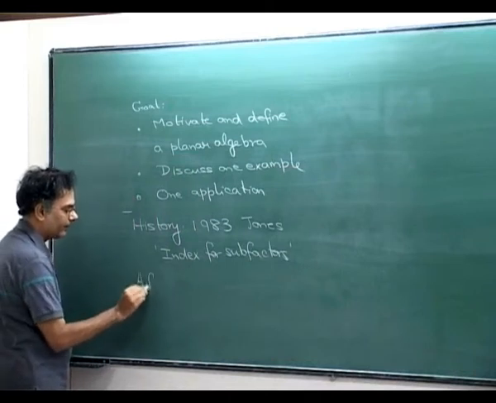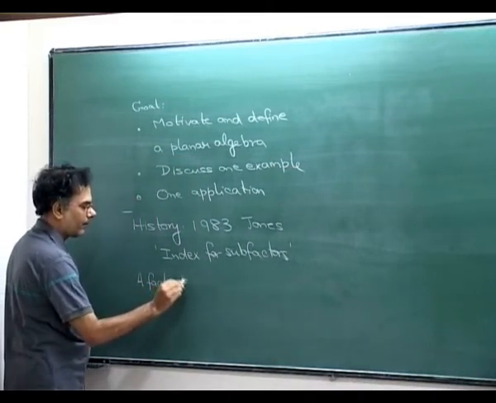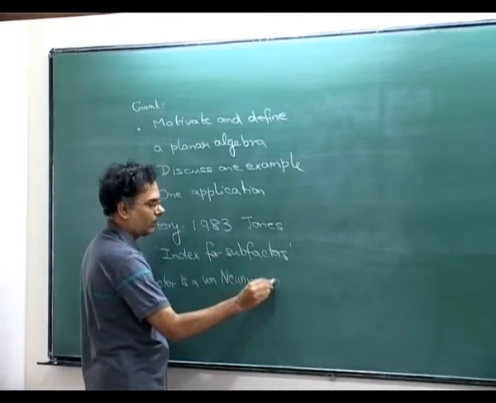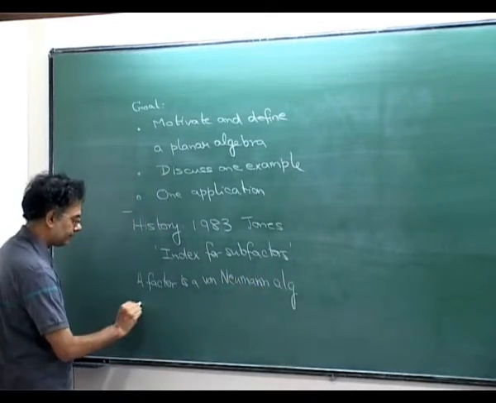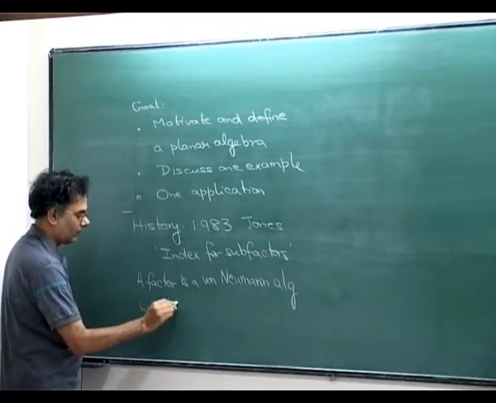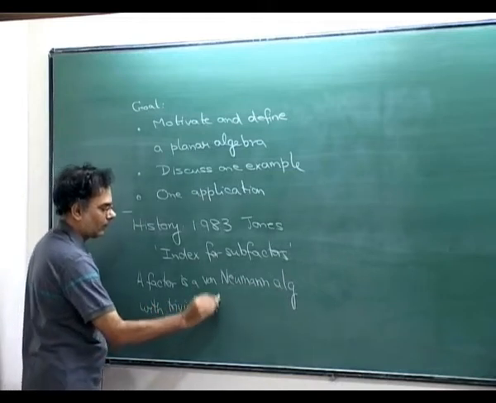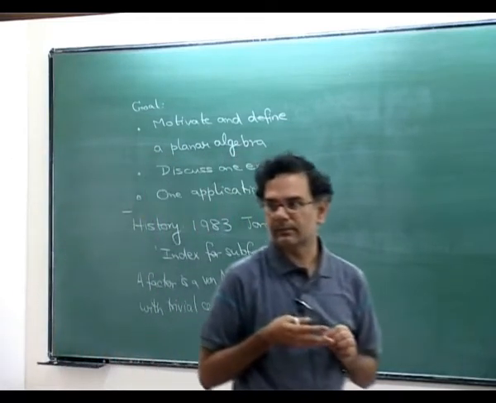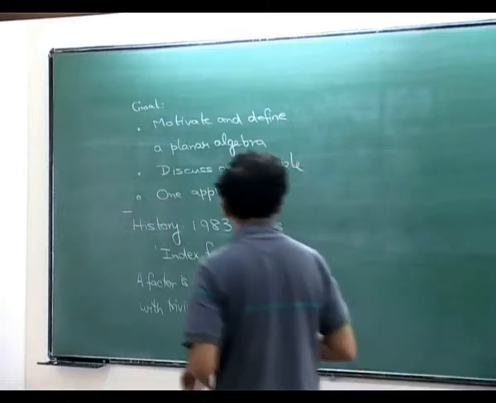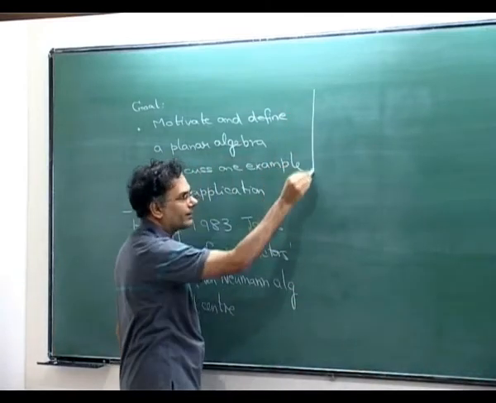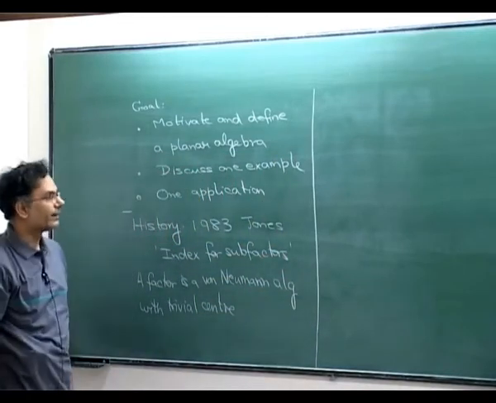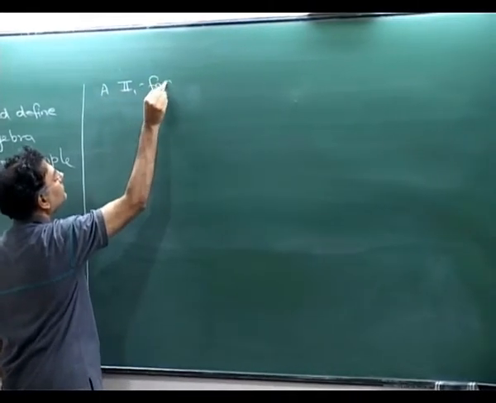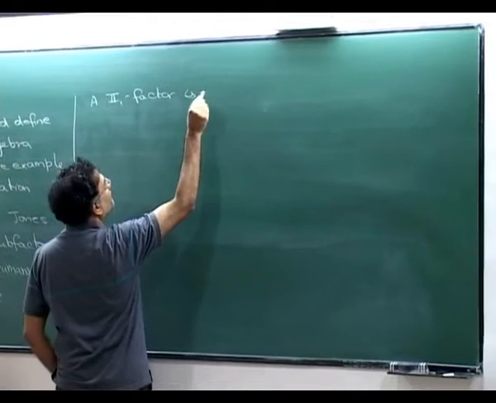A factor is a von Neumann algebra with trivial center. That is, the only elements in it that commute with everything are just the scalars, scalar multiples of 1. Factors are classified into various types. Now we'll be interested in only one kind of factors. So a II_1 factor is a factor.